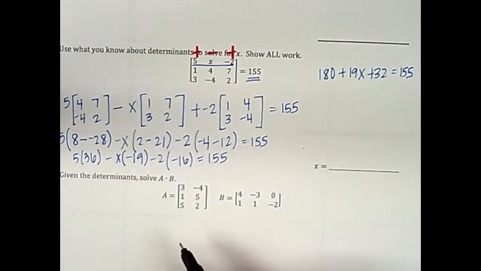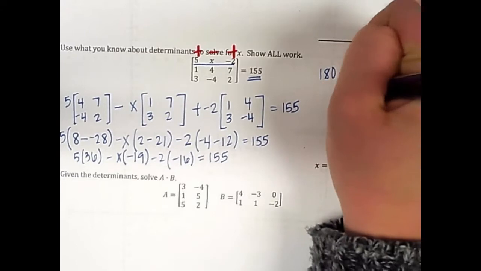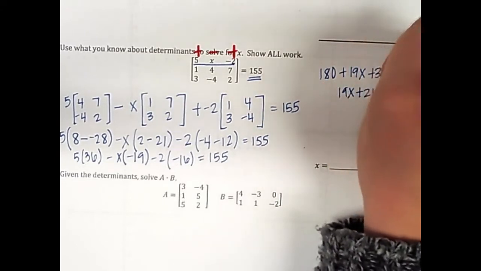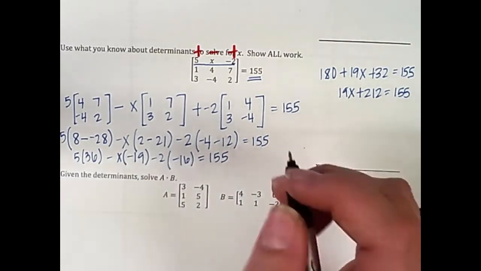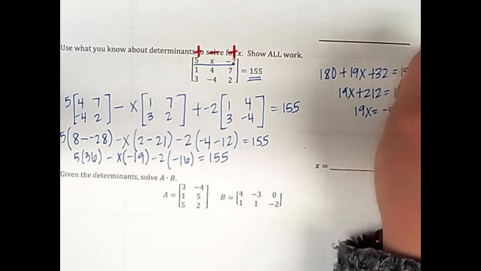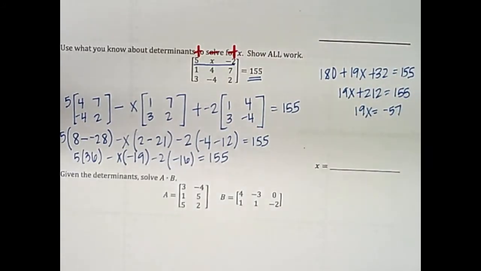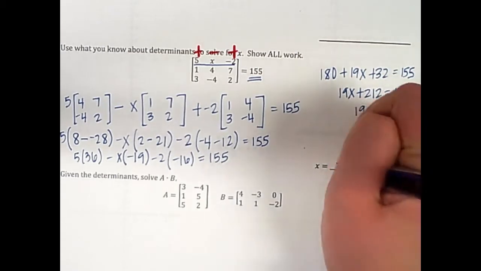And then we start by combining like terms. So 180 plus 32 gets me 212. I subtract 212 from both sides, and I get 19x equals -57. Divide both sides by 19, and I get x is equal to -3.